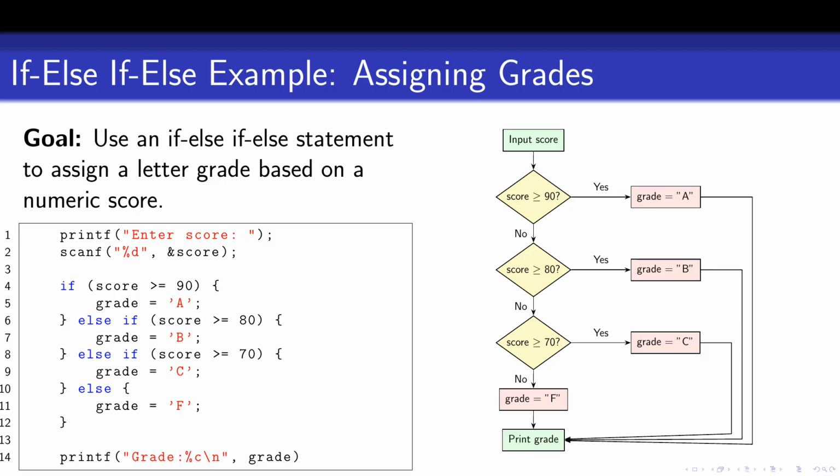This kind of structure is used when you have more than 2 possible outcomes, and each one depends on a range of input values. Only one block will be executed, even if more than one condition is true.